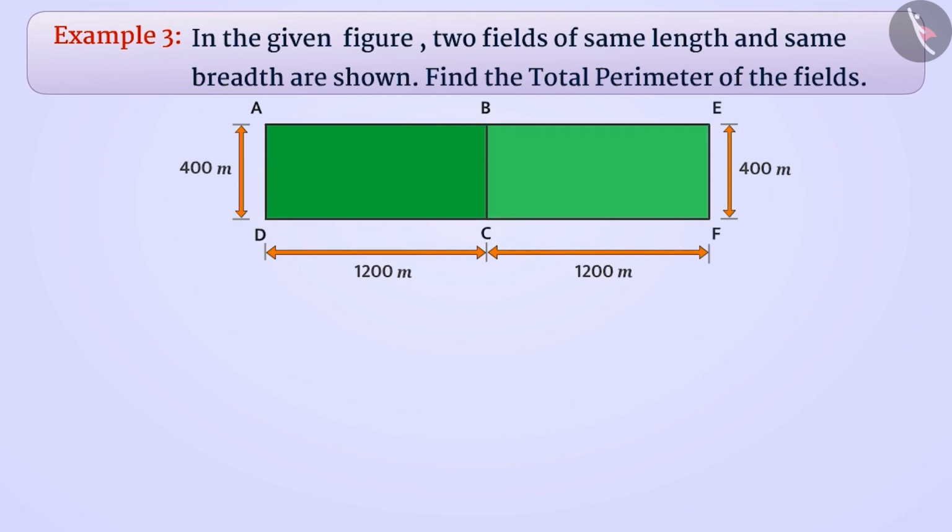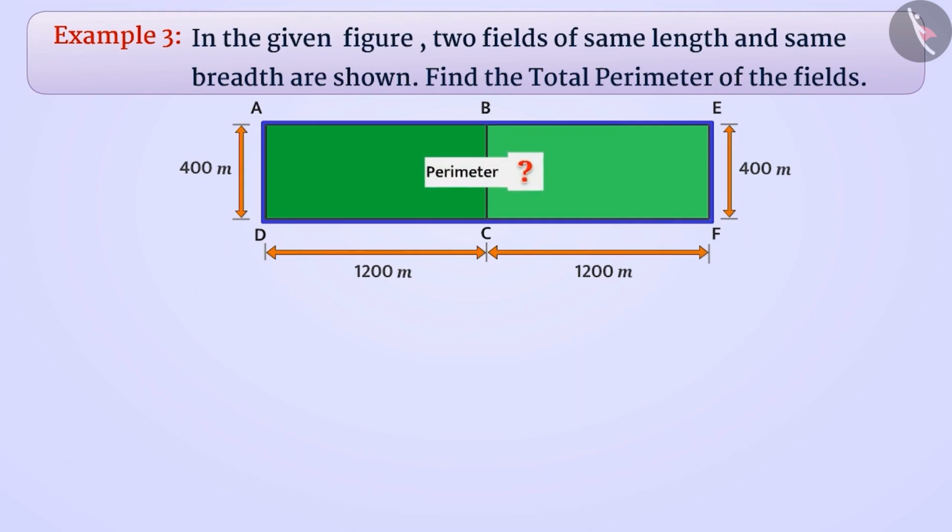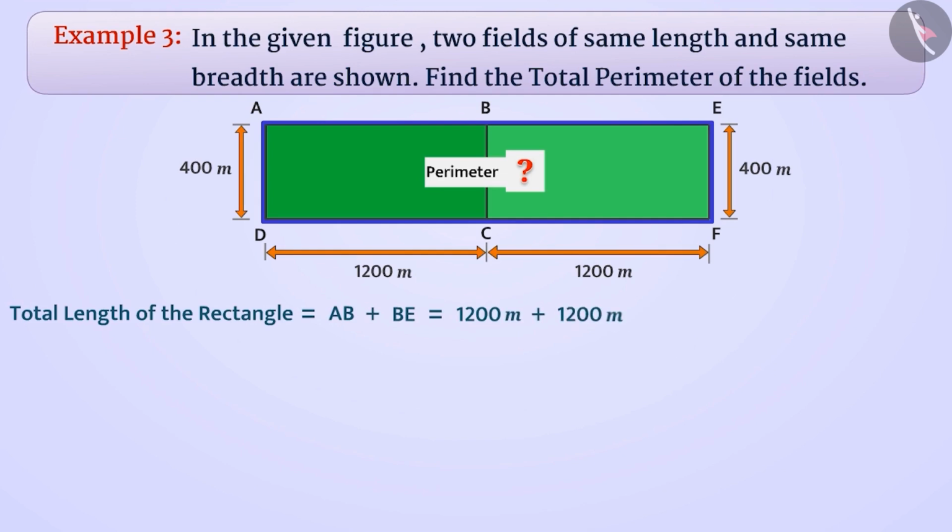By joining these two rectangles, we obtain a larger rectangle AEFD. We have to find the perimeter of this rectangle. For this, we first have to find the total length of this rectangle. Here, the total length of this rectangle will be AB plus BE, which is equal to 1200 meters plus 1200 meters, which is equal to 2400 meters. However, there is no change in the breadth, so the breadth of the larger rectangle will remain 400 meters.